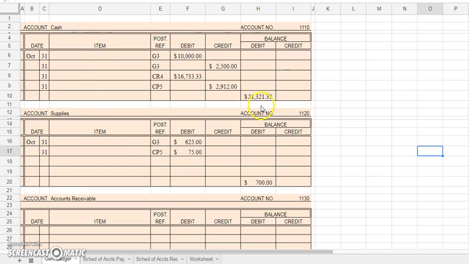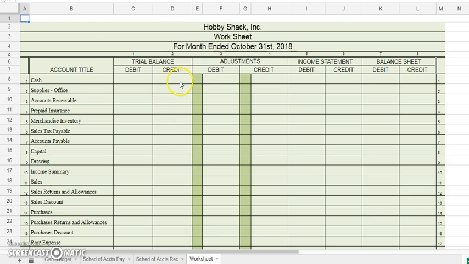I can see that I have a balance of $21,321.33. So over here in my worksheet, I am going to put that in my cash section, and I need to make sure that it is on the debit. I can just type it out if I want to, or because we're using Google Sheets, I can ask it to pull that number directly from the ledger, which I'm going to do because that way if I happen to update my ledger later, it will also update in my worksheet.